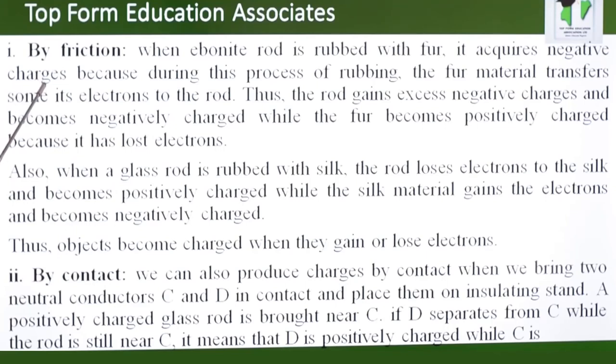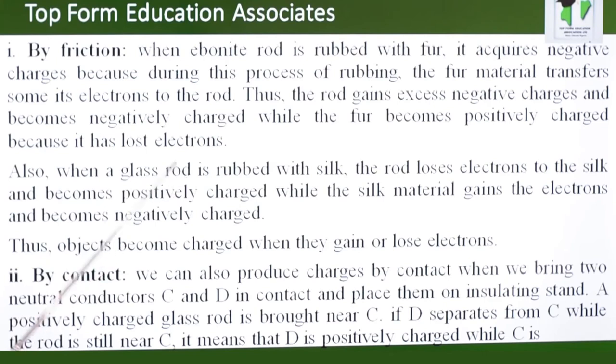The ebonite rod acquires what? Negative charges, because during this process of rubbing, the fur material gives out some of its electrons to the rod. Thus, the rod gains excess negative charges. Now, the fur releases its electrons, and then the ebonite rod receives them. If it now receives excess negative charges, it becomes negatively charged, while the fur becomes positively charged because it has lost electrons. So the one that has given up electrons now becomes what? Positively charged, while the ebonite rod now becomes negatively charged.